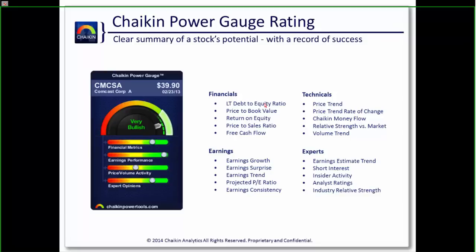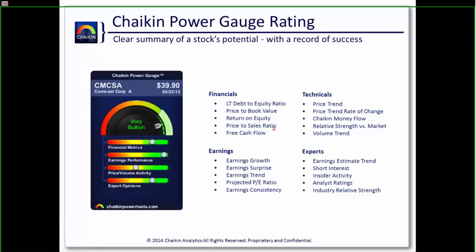And each of these is a different way to look at individual stocks. We have power gauge ratings on 5,000 U.S. equities and ADRs. So the financial metrics, which are 35% of the model, are what Warren Buffett would look at.